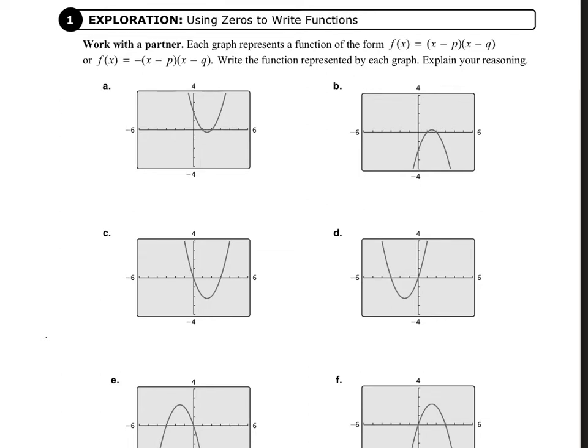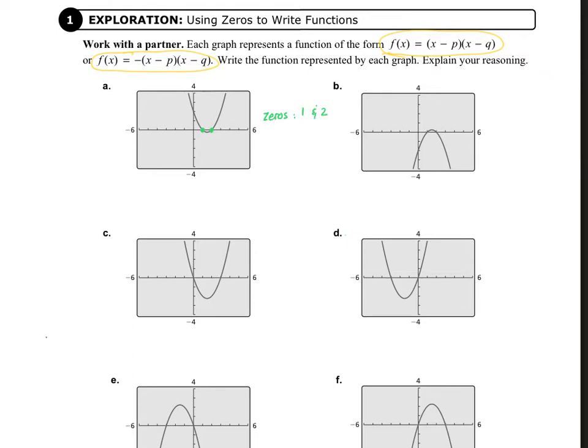You'll notice that the instructions say each graph represents a function in either this form, f of x equals (x minus p)(x minus q), or this form, which is the same exact form as the first, except it has a negative out front. So my first thing to do is to find the zeros. I notice on letter A, my zeros are here and here. So my zeros are 1 and 2.